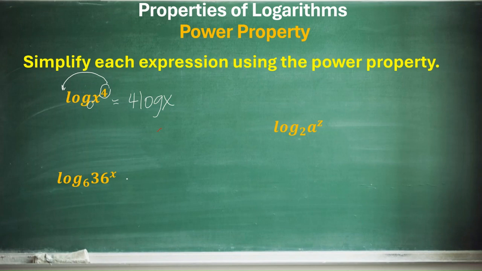Okay, let's move on. We have log base 6 of 36 to the power of x. This x is trapped within our logarithm until we kick it out front with this property, and that gives us x times the log base 6 of 36. But wait, this log base 6 of 36 is basically asking us, 6 to what power makes 36? Well, if you said 6 to the power of 2 makes 36, you are absolutely right. So I can replace log base 6 of 36 with 2 because this is equal to this.